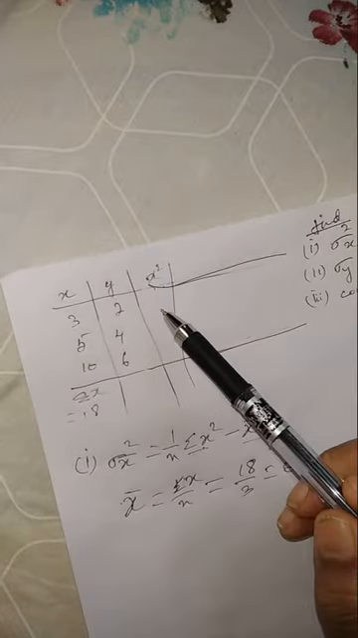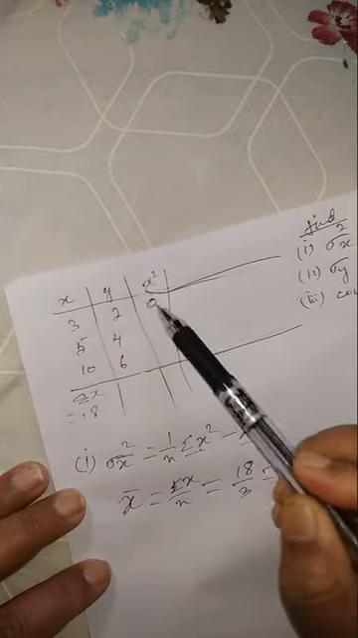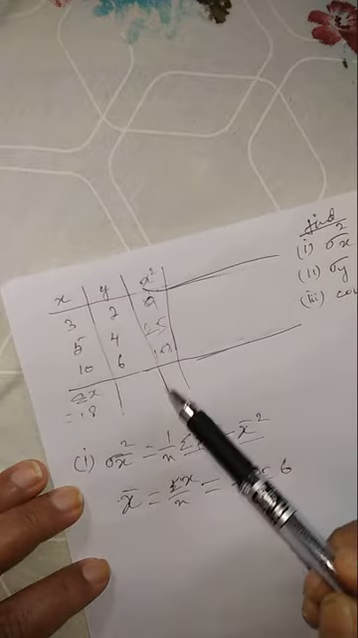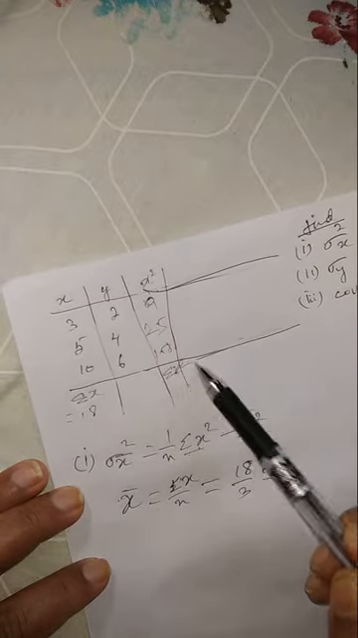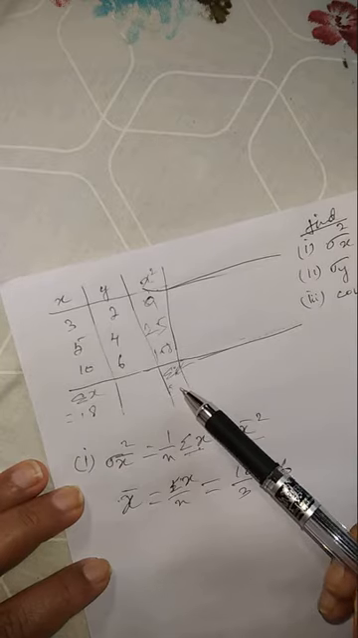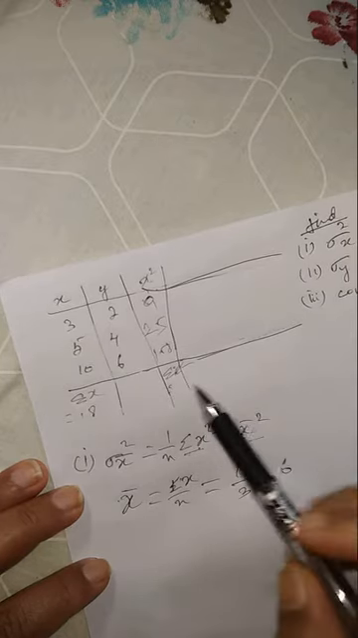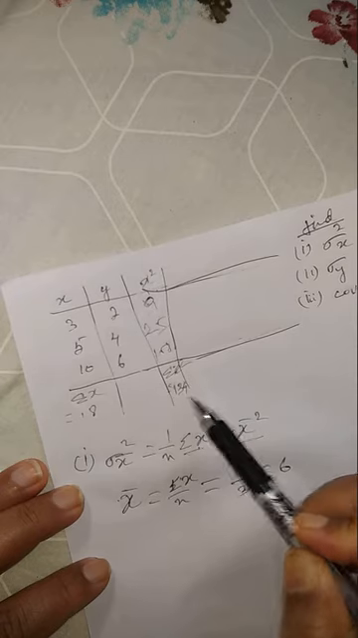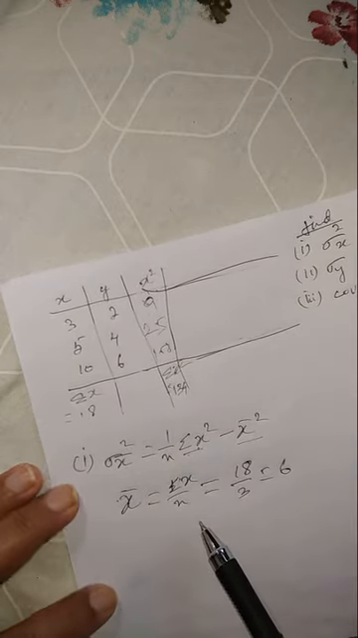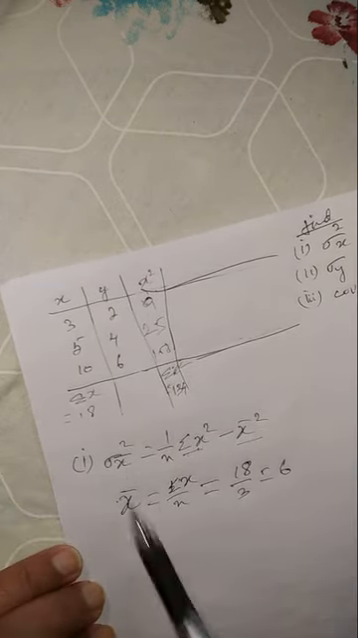Let us do x square. So 3 square is 9, 5 square is 25, and then 10 square is 100, which is equal to 134. Okay, now we got everything which the formula needs.